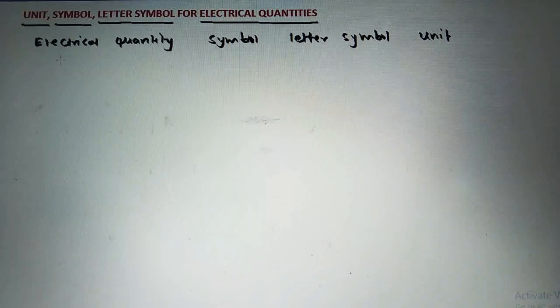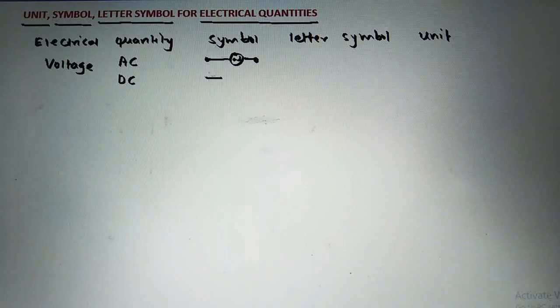So the first electrical quantity that we will take here is voltage. There are two types of voltage. First is AC voltage and next is DC voltage. Now the symbol for AC voltage is this, and the symbol for DC voltage is this. This is the symbol for DC voltage.